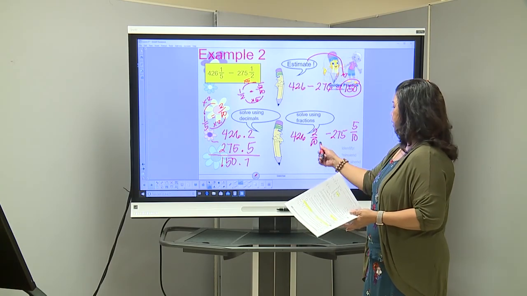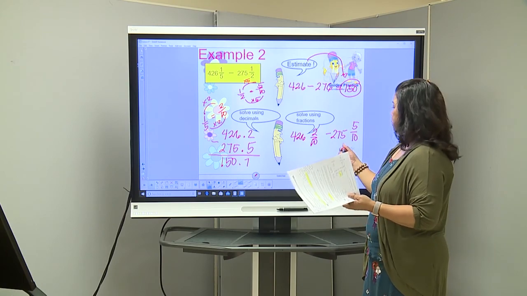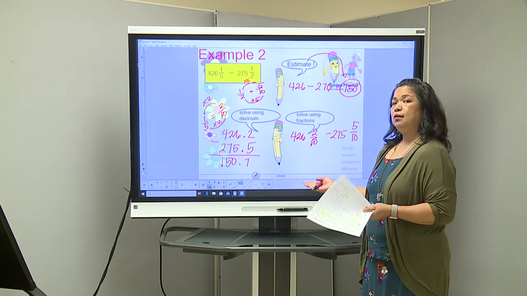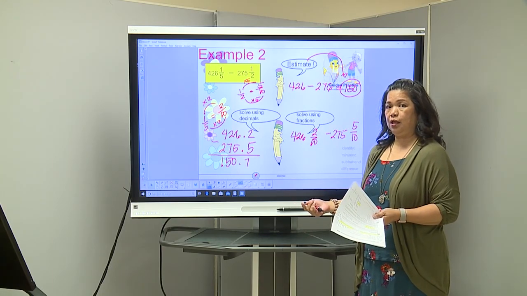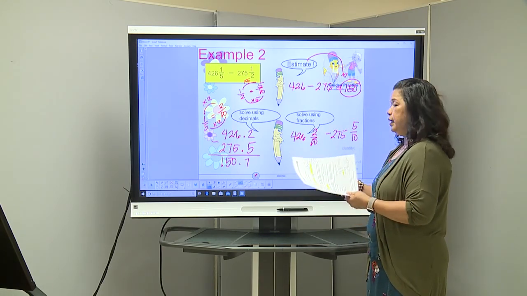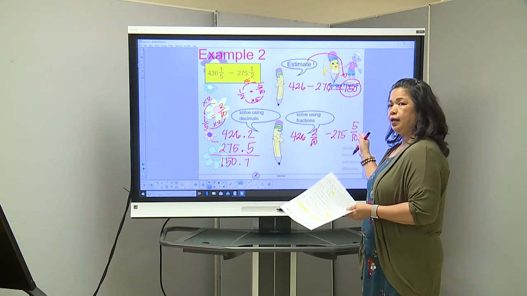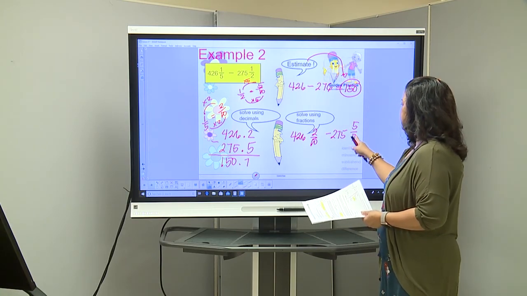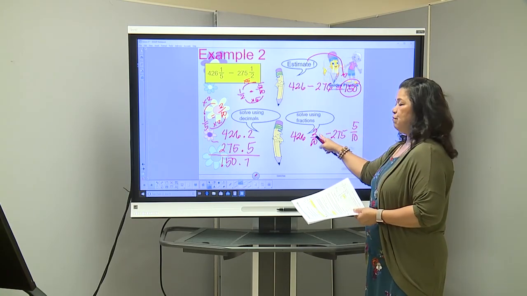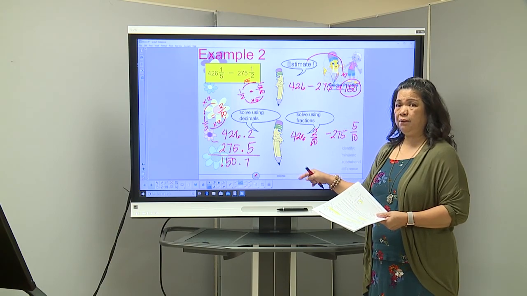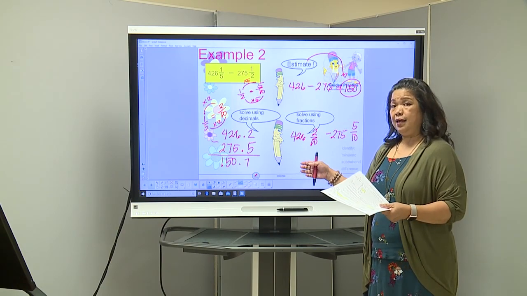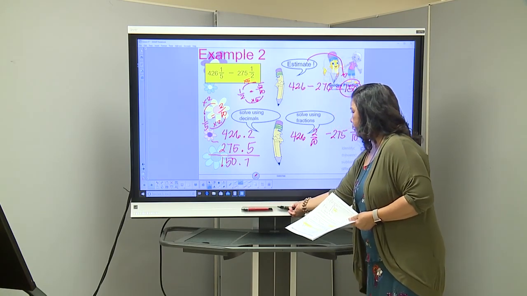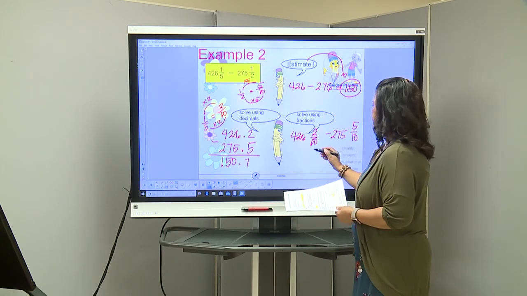When we're subtracting fractions, first we make sure that they have the same denominator, which in this case, we have 10 as denominators, and they are the same. All right, then we subtract the numerators and keep the same denominator. Now in this case, I am subtracting 5 from 2. Can I do that? Yes, I can do that, but I need to do something first, and that is borrowing.